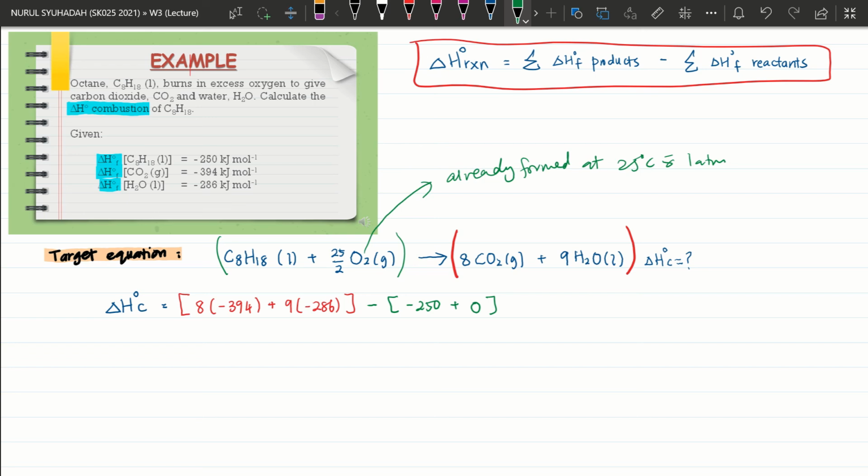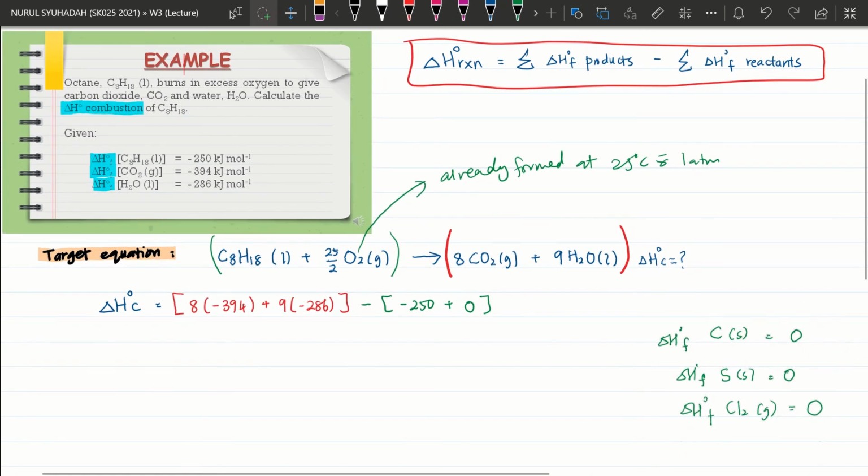Meaning, for let's say carbon, the delta H naught formation of carbon will also be 0. Delta H naught formation of sulfur is 0. Delta H naught of Cl2 gas: at room temperature, chlorine is already a gas, so it is 0. Please make sure that you understand that.